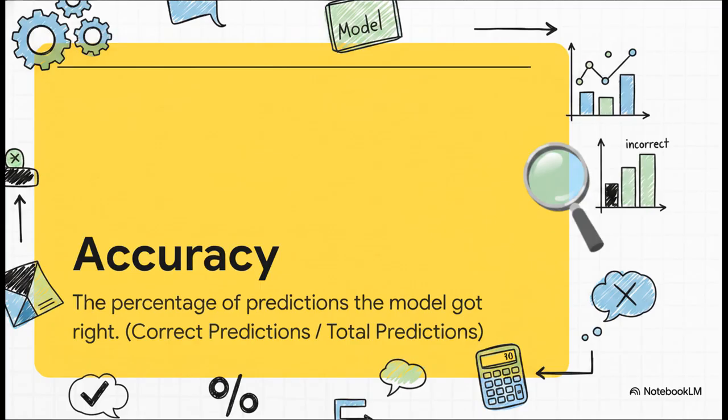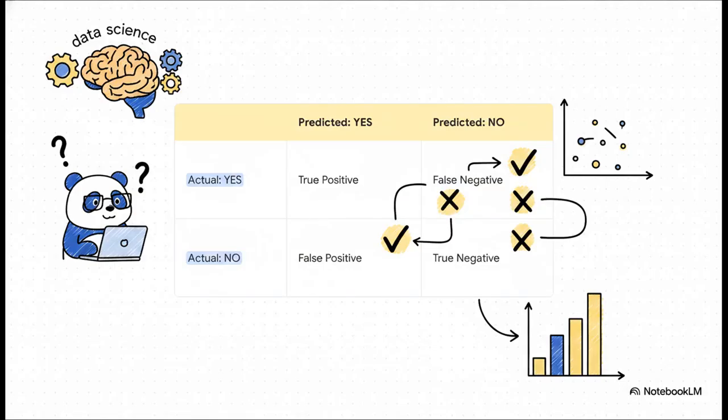But to get a more detailed look beyond just simple accuracy, we use something called a confusion matrix. This tool is awesome because it shows us not just if the model was right or wrong, but how it was wrong. It breaks down the correct predictions, the true positives and true negatives, and separates them from the different kinds of mistakes. False positives, where we predicted yes, but it was actually no, and false negatives, where we predicted no, but it was yes. This is so important for understanding a model's specific strengths and weaknesses.